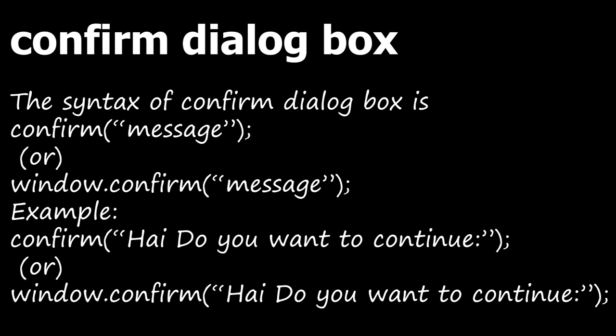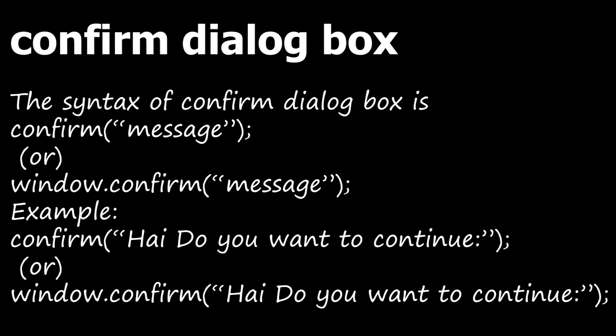In alert we saw it is alert inside the bracket, inside double quotes, the message, and at last a semicolon. In the place of alert, if you need a confirm dialog box, you will use confirm. Another syntax is window dot confirm inside the bracket, inside double quotes, whatever message you want to get in the output, you can give it, right?